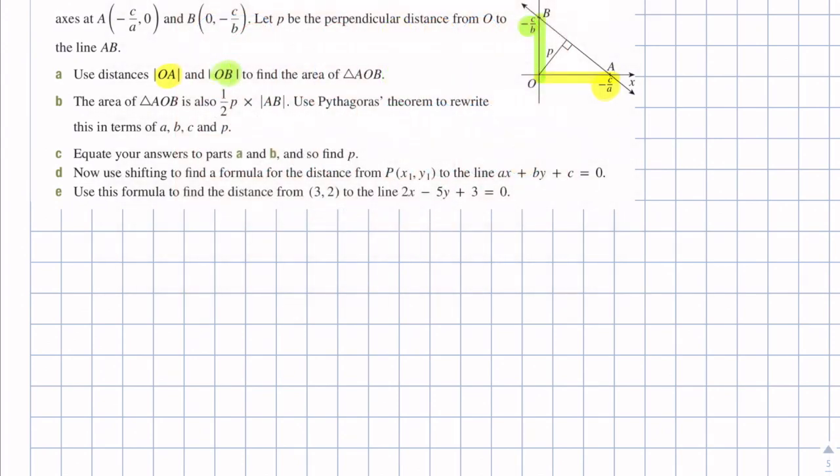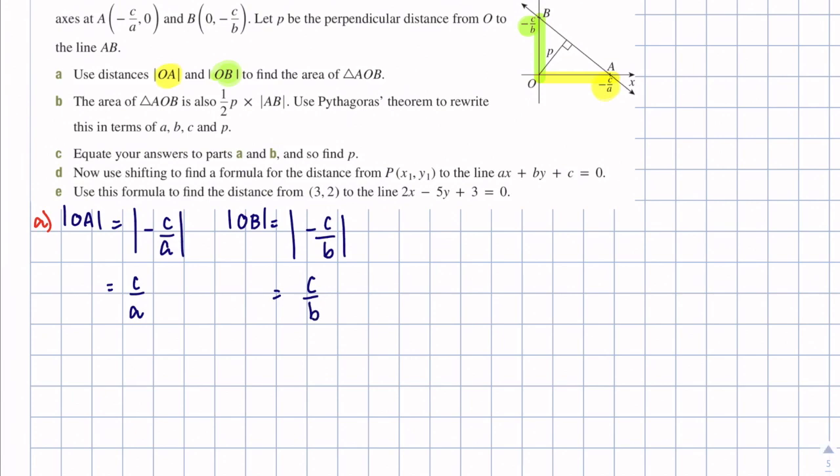So if I have question A, the distance from O to A, well, that's the absolute value of OA. Well, OA goes from 0 to negative C on A, so that's the absolute value of negative C on A, which is just C on A. The absolute value of OB, same deal, it's the absolute value of negative C on B, because that's what they said in the diagram, C on B.